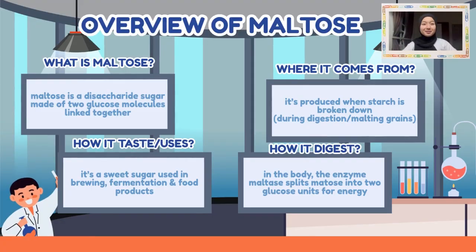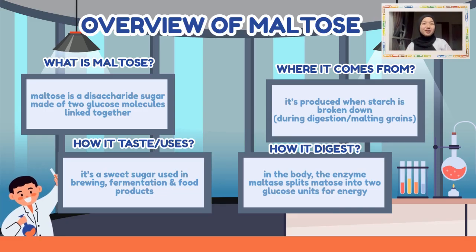2024245056. Now I am going to tell you the overview of maltose. What is maltose? Maltose is a disaccharide sugar made of two glucose molecules that link together. Where does it come from? It is produced when starch is broken down, for example during digestion and malting grain.